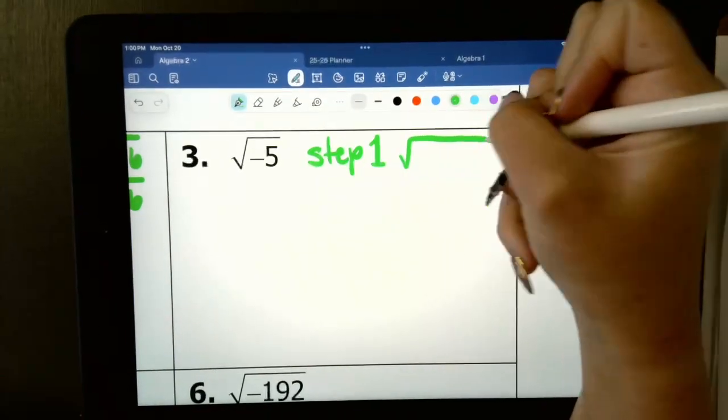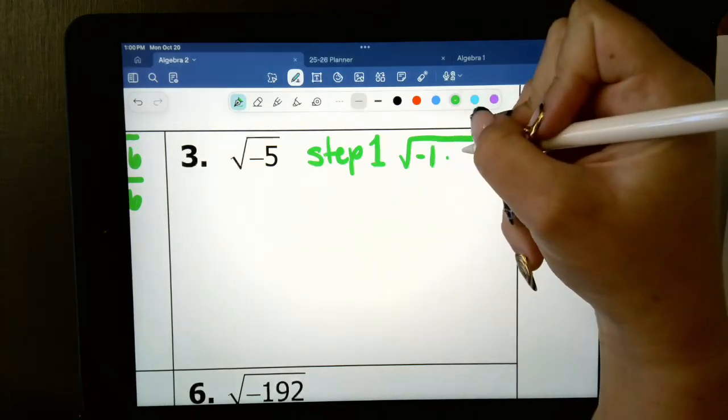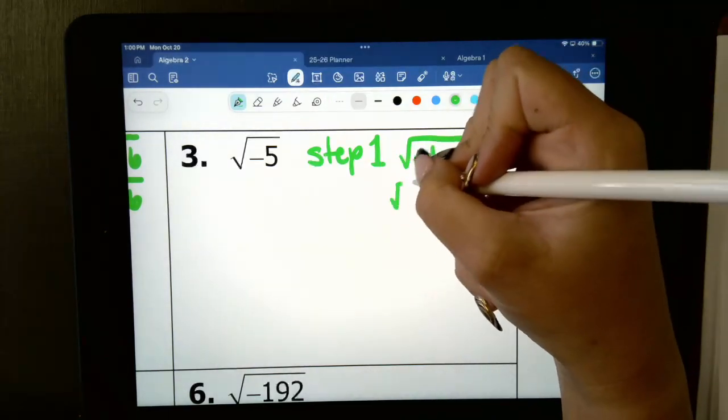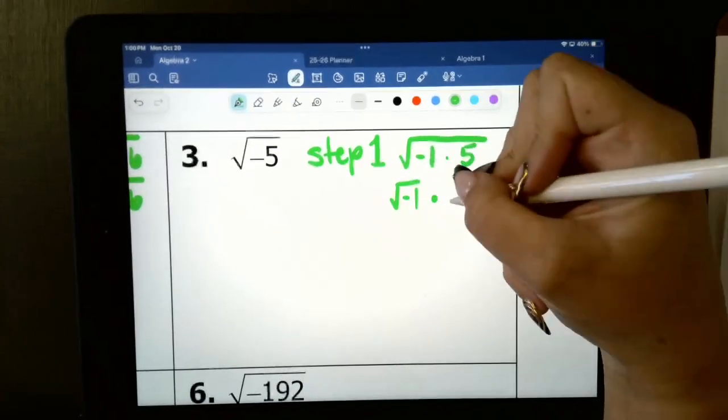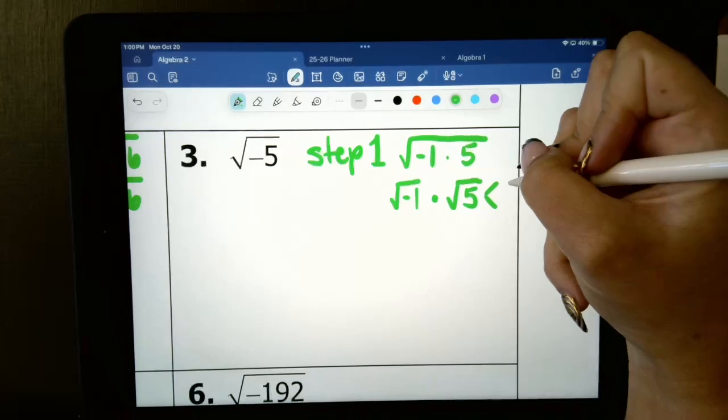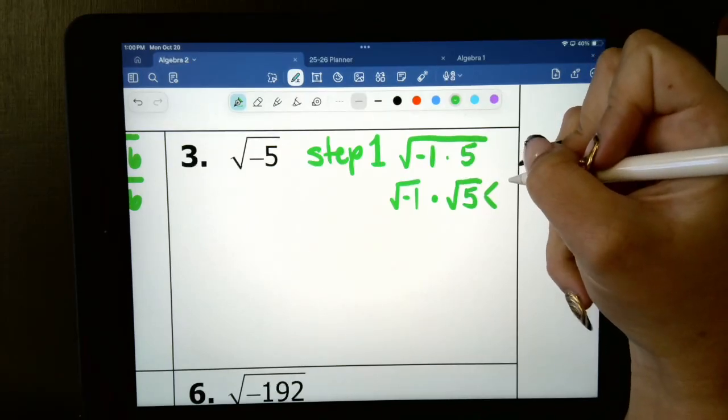Rewrite it. -1 times 5. We know the square root of -1 is I, and then the square root of 5. What are the factors of 5? 1 and 5.